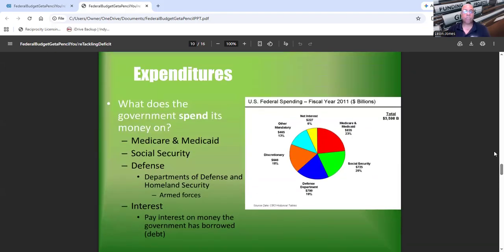Then you have expenditures. What does the government spend its money on? Medicare and Medicaid, Social Security, defense. And your defense is Homeland Security, your Department of Defense, that's your armed forces. Interest, pay interest on money the government has borrowed. That's called debt. And if you look at the pie graph, the majority of the spending goes to Medicare and Medicaid, followed by Social Security, the Department of Defense. Then you have discretionary. Then you have other mandatory, and then net interest.